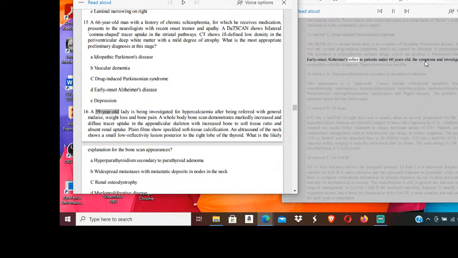Early onset Alzheimer's refers to patients under 60 years old. The symptoms and investigation are not compatible with this diagnosis. Depression is also feasible. 16. Answer A. Hyperparathyroidism secondary to parathyroid adenoma.